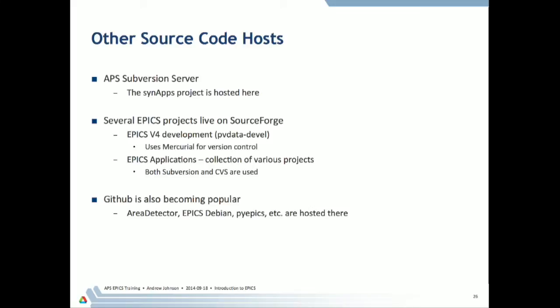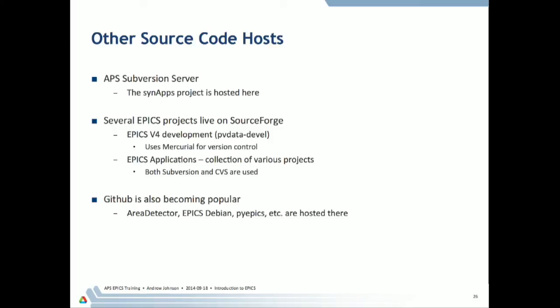Other places where we host source code: APS has a Subversion server. Actually, there are two Subversion servers. The Synapse modules use one of those two, and I think the BCDA guys and others also make use of our Subversion servers here. There are a number of EPICS projects that actually live on SourceForge. So the EPICS version 4 development, called pvData Devel, is using Mercurial. And again, the code lives on SourceForge. And there are also other projects.